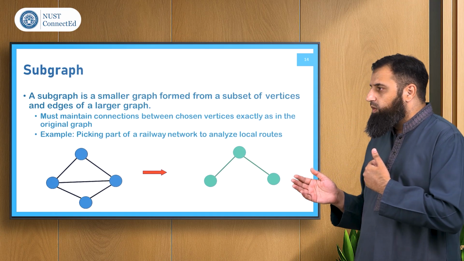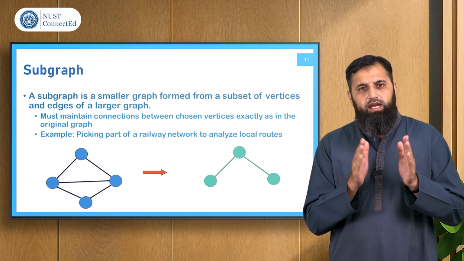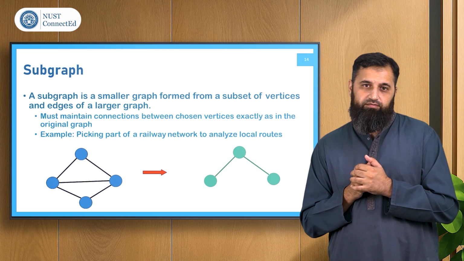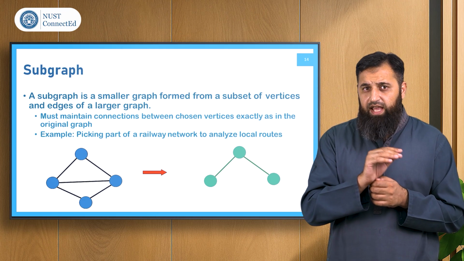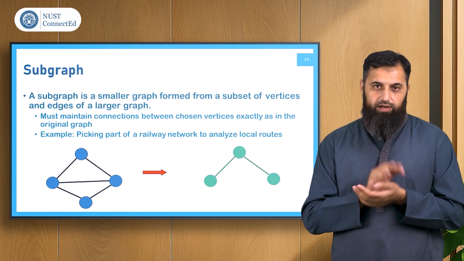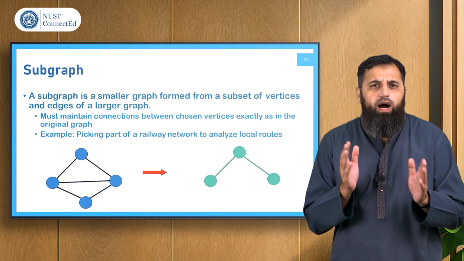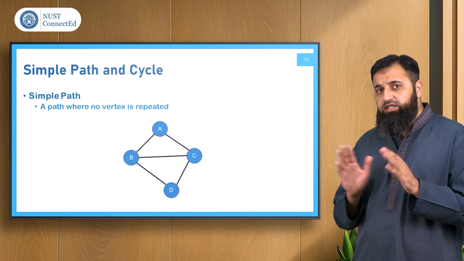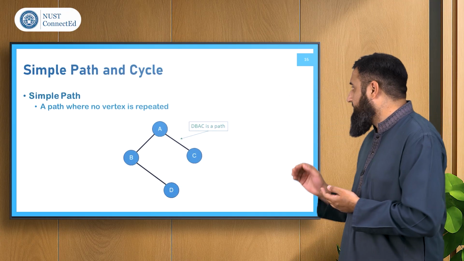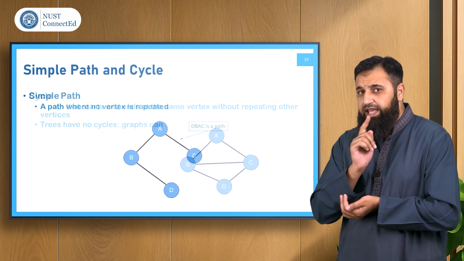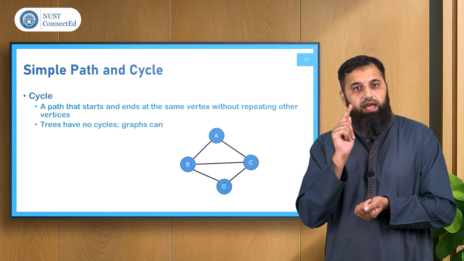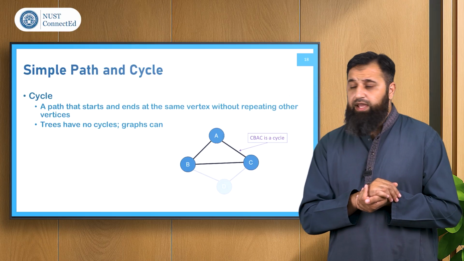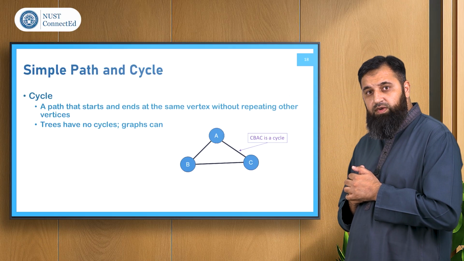Then a subgraph, which is a smaller graph from a subset of vertices and edges of a larger graph. It maintains connections exactly as in the original. For example, picking part of a railway network for local route analysis. A simple path has no repeated vertices, like D-B-A-C. A cycle, on the other hand, starts and ends at the same vertex without repeating others, like C-B-A-C.